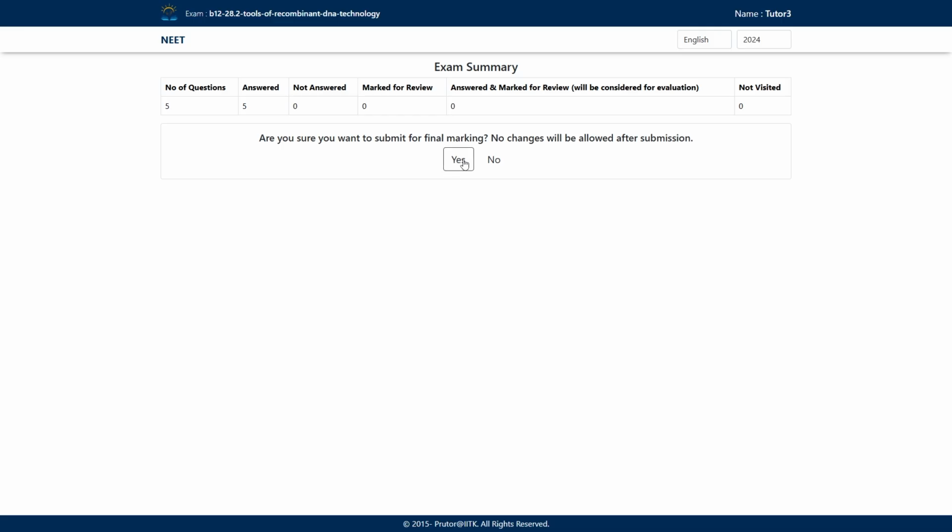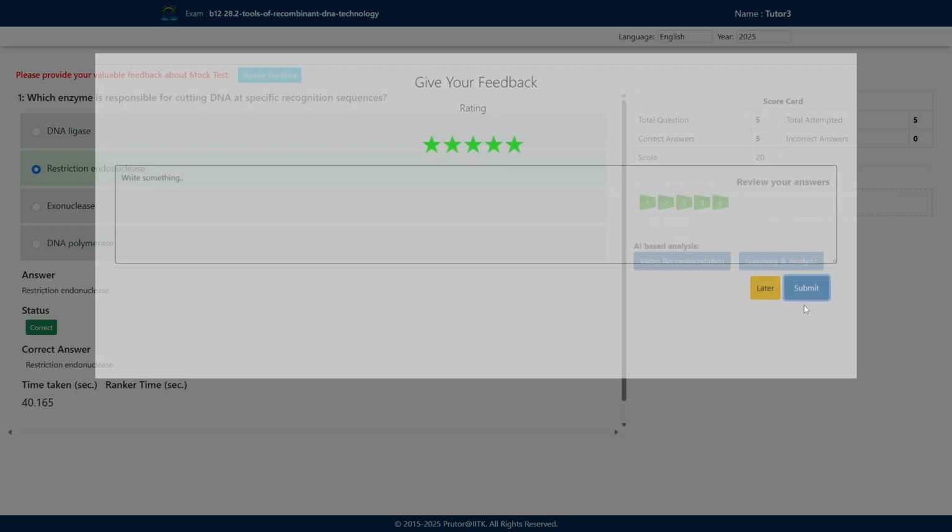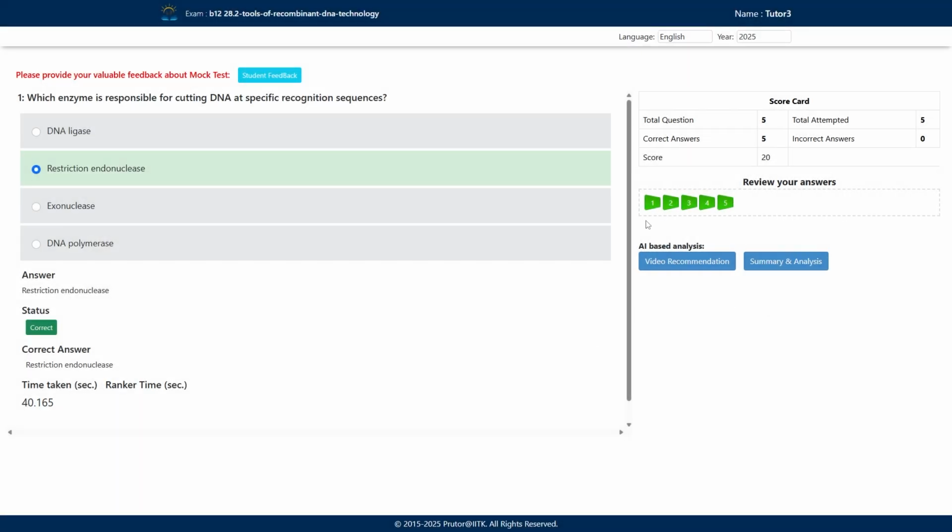No change will be allowed after submission. Yes, we will submit. See, all of our questions are correct and we scored 20 out of 20. From today's class, very good, Hariram. Second C, you said second C. Let me see. No, it's not C because the origin of replication is not providing any antibiotic resistance. It's B because it's helping us to control the copy number of linked DNA.